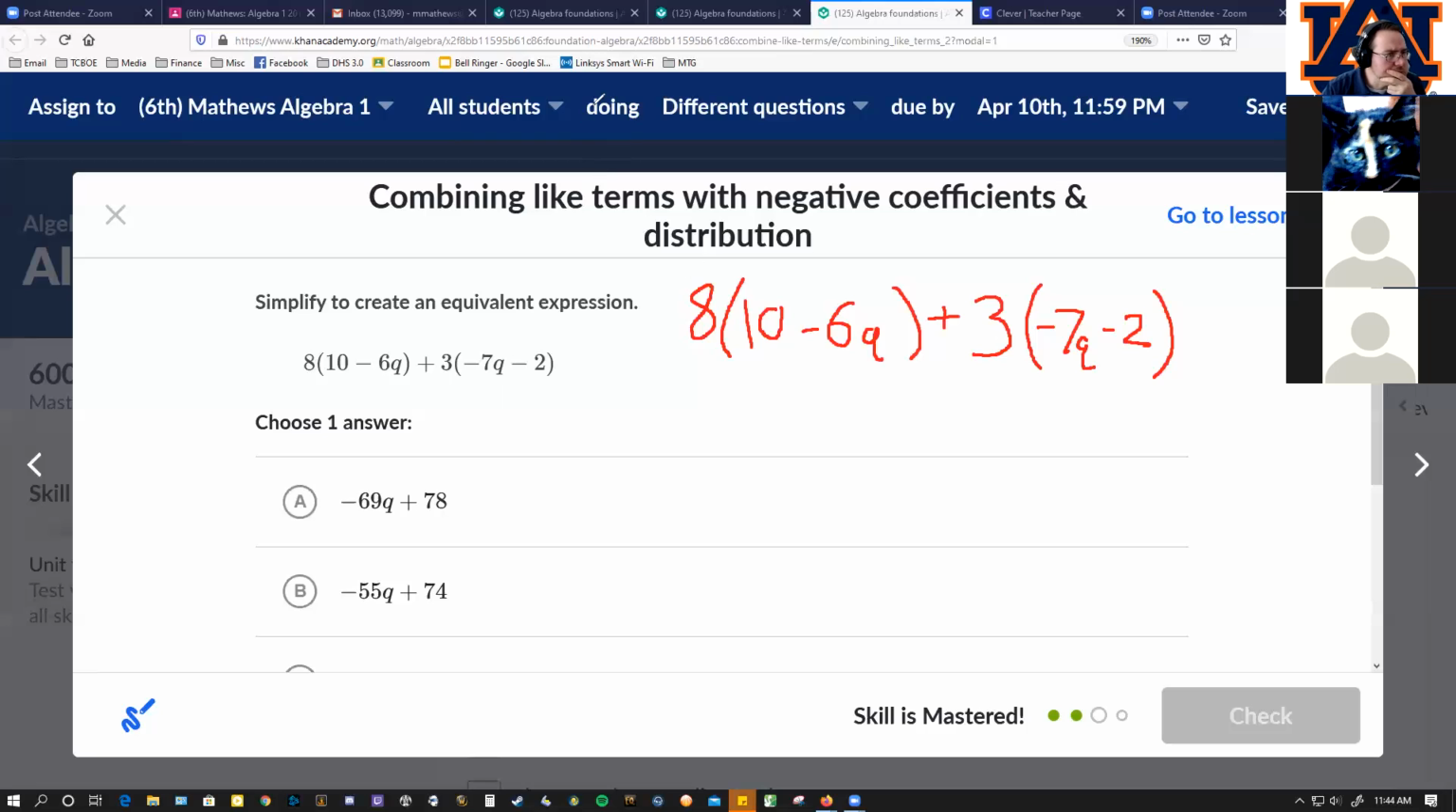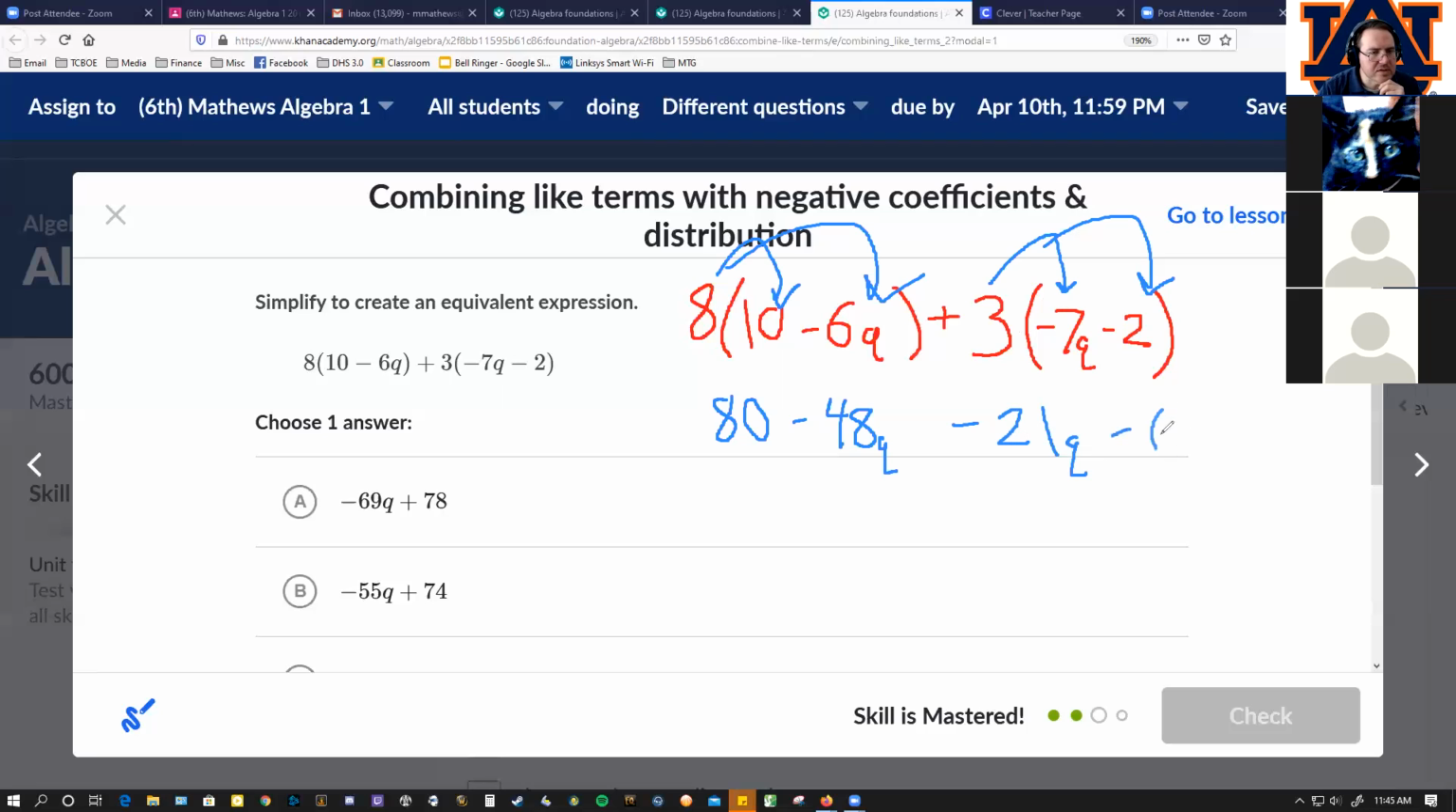Okay, so let's see what can be done. The first thing I noticed is that I've got to do the distributive property. So this 8 is going to multiply by both terms, and this 3 is going to multiply by both terms. So 8 times 10 is 80. 8 times a negative 6q would be negative 48q. 3 times negative 7q would be negative 21q. And 3 times a negative 2 would be negative 6.